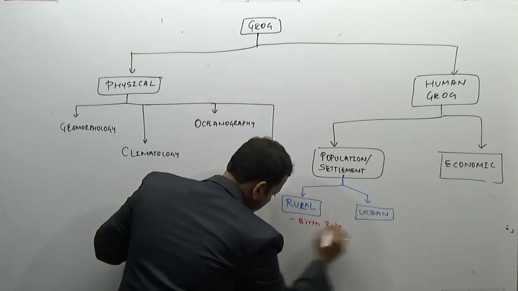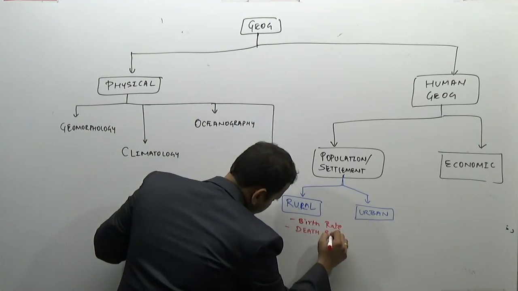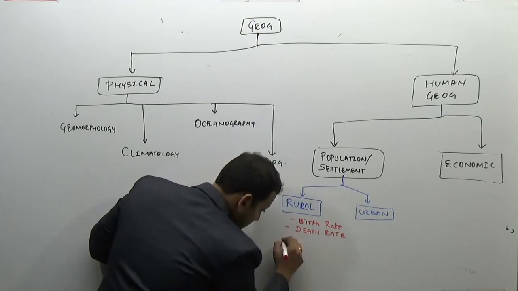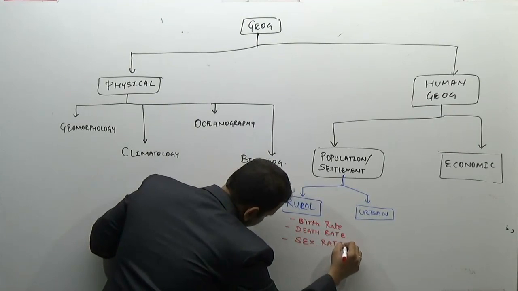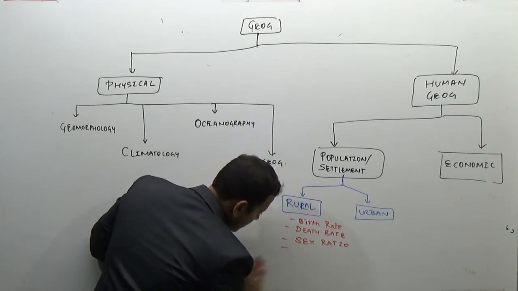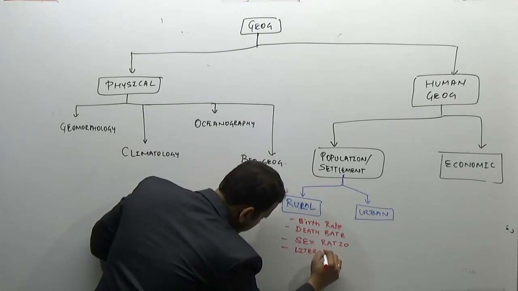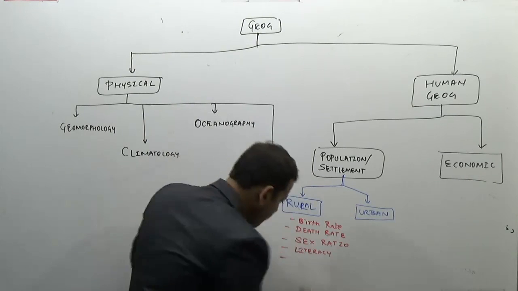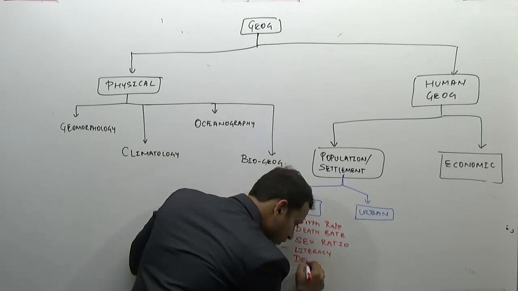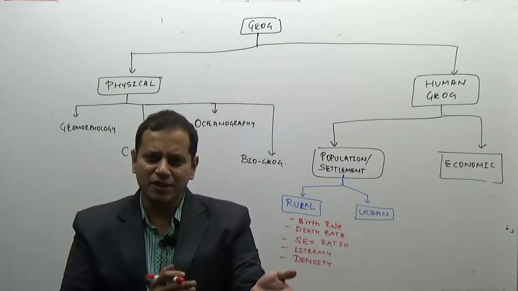death rate, sex ratio, literacy, density of population. What affects the density of a population?